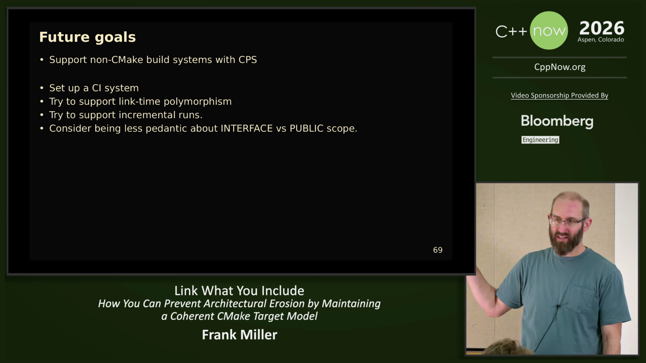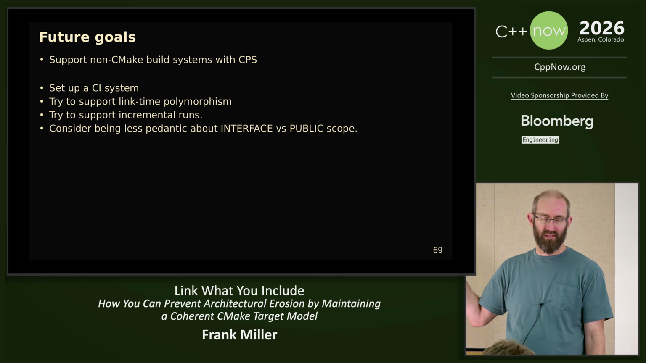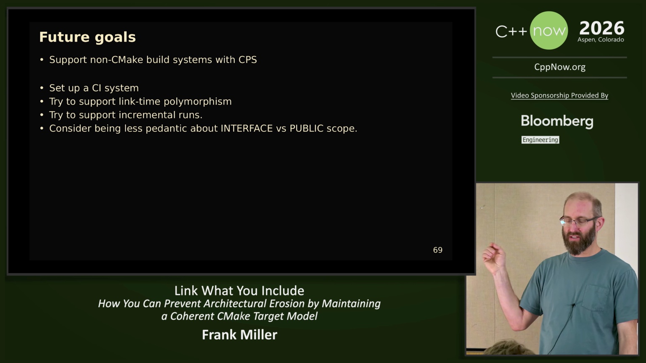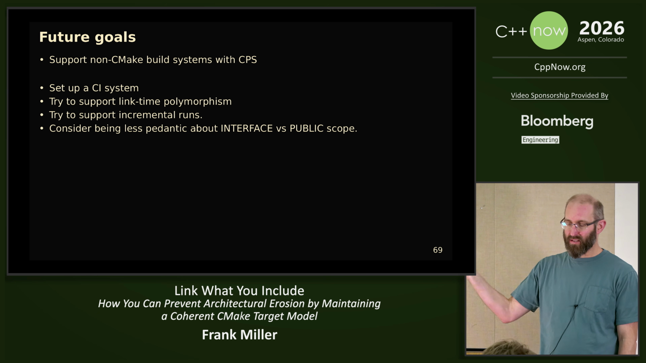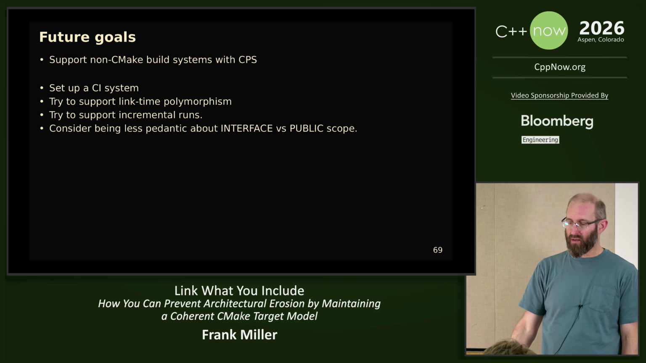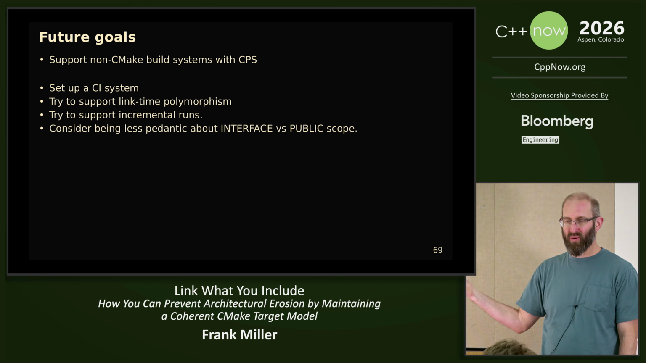I've got some small things on the public repo. I don't have a CI system. I need to do that before I start really making changes. I'd like to support link time polymorphism. I'd like to support incremental runs.